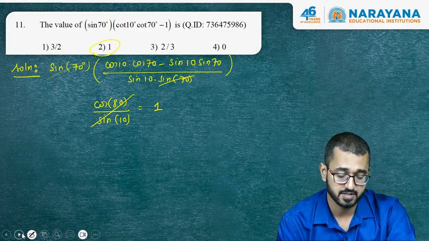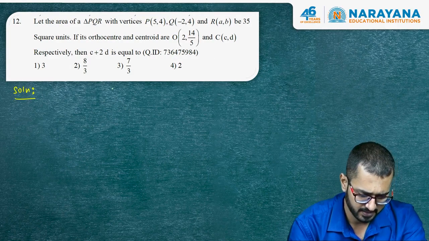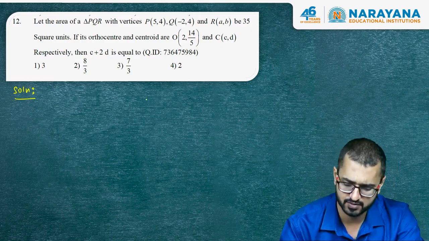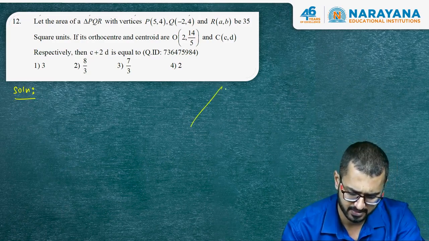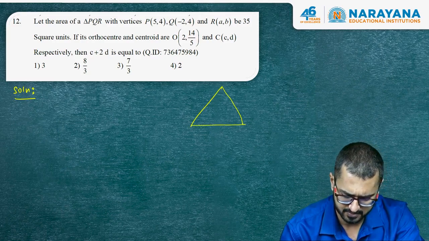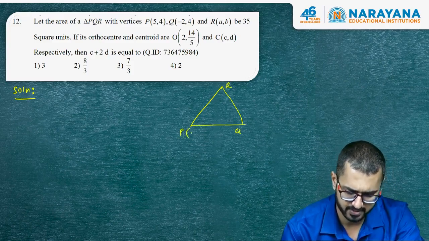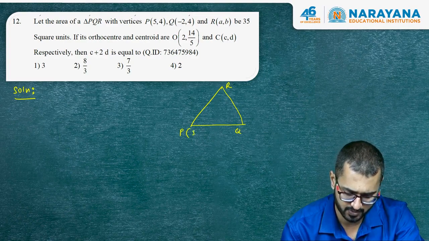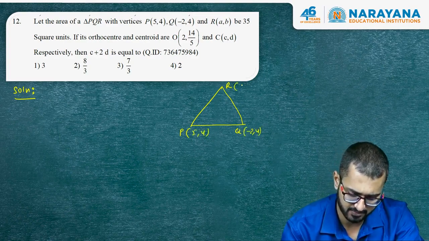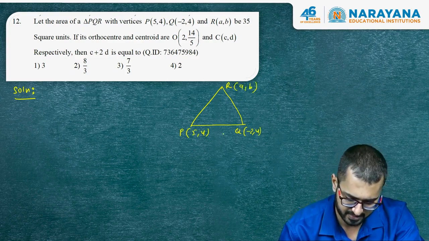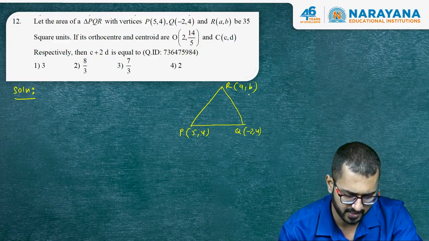Moving to the next part, question number 12. It's given to be the area of a triangle with vertices. So we have a triangle, it's P here, Q here, R here. P vertex is given to be 5, 4, and Q is given to be minus 2, 4, and R vertex is given as (a, b), and the orthocenter they have given, and we want the coordinates of R basically.